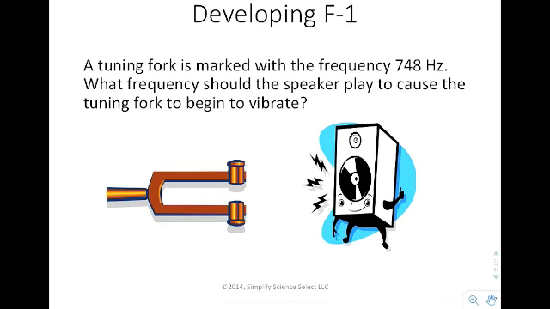This one says a tuning fork is marked with a frequency of 748 hertz. What frequency should the speaker play to cause the tuning fork to begin to vibrate? So remember, in order for resonance to occur, you can actually cause this tuning fork to start to vibrate if you play something that is exactly the same frequency. So if this thing vibrates at 748 hertz and you hit it at exactly 748 hertz, now it will begin to vibrate more and more and more. It will become louder.